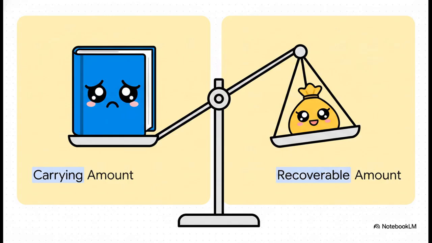And this really brilliantly illustrates the core balancing act we have to perform as financial detectives. On one side of the scale, you've got the carrying amount. That's the asset's original cost minus its accumulated depreciation. On the other side, you have the recoverable amount, which is its actual real-world value today. If the scale tips, right, and the carrying amount is heavier, the standard absolutely requires the entity to step in and recognize an impairment loss immediately, no sweeping it under the rug.